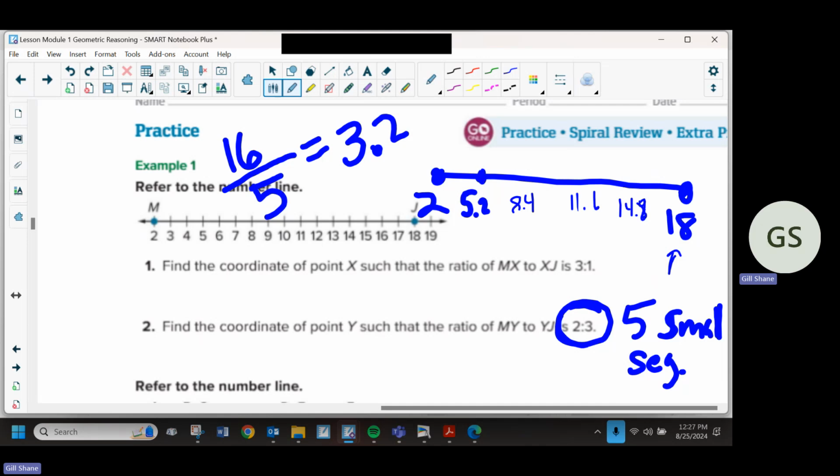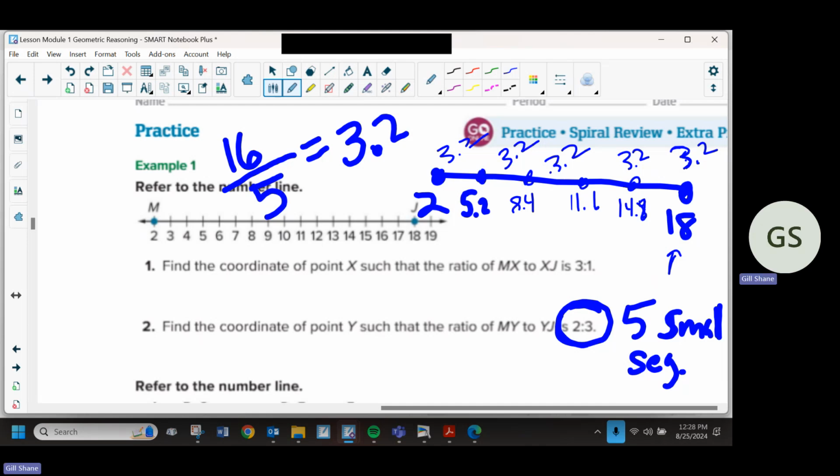My first time I added 3.2, my next time I added 3.2, my next time I added 3.2, my next time I added 3.2. And then my last time I added 3.2, I fell right on 18.